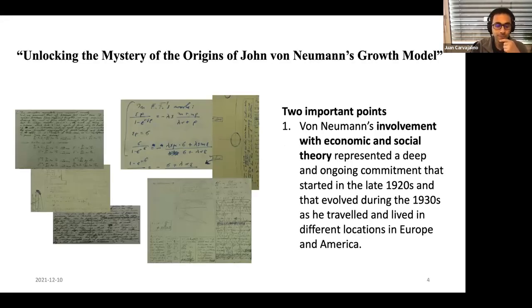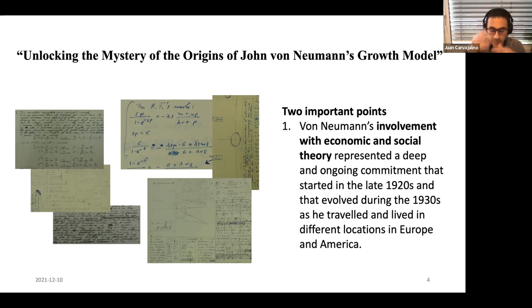The first published output of this work was recently published in HOPE, with the title unlocking the mystery of the origins of John von Neumann's growth model paper. In that paper, on the basis of von Neumann's archives, archives that have never been used, I'm the first one, and this is probably the most original thing of that paper. I feel confident of making two points.